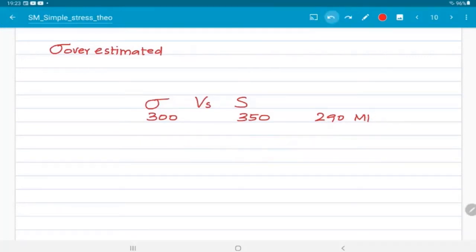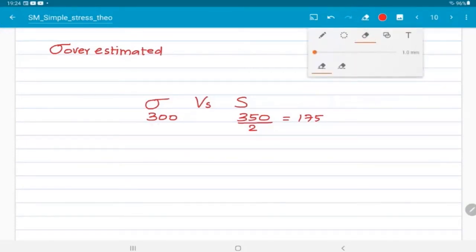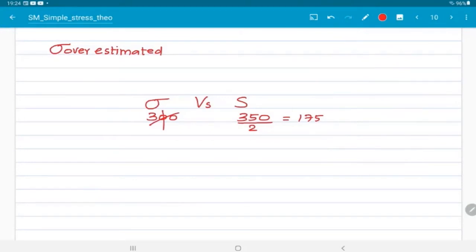So what to do? In the data book, the original strength value will be available. For our safety purpose, we have to underestimate the strength by some factor, for example by 2. So what is the new strength value? 175. Now, what will be your work on your stress calculation? You will try to maintain the stress value within 175.